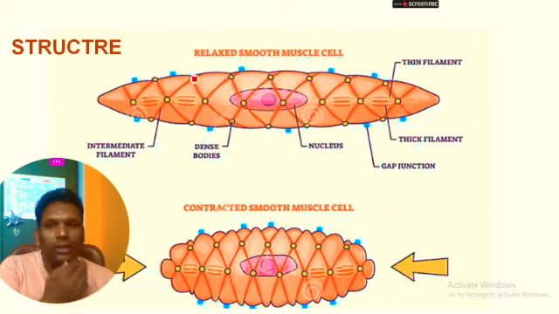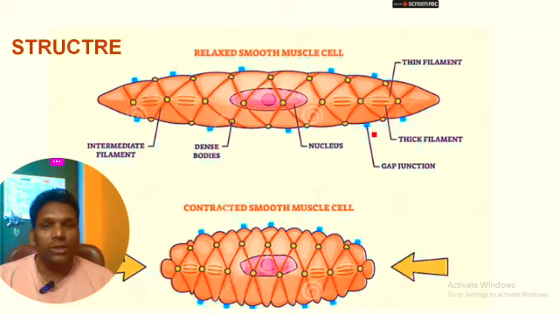Elongated nucleus, dense bodies and intermediate filaments are there. The difference between these two pictures is that this is a contracted state, and this is called the relaxed state. Okay, then we'll go for the next slide.